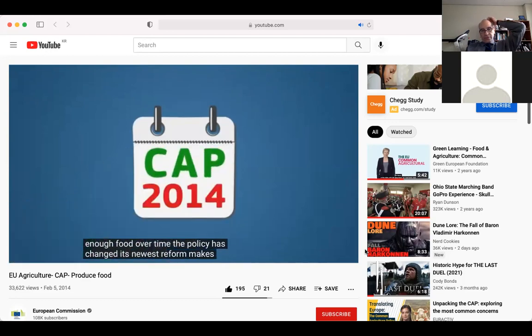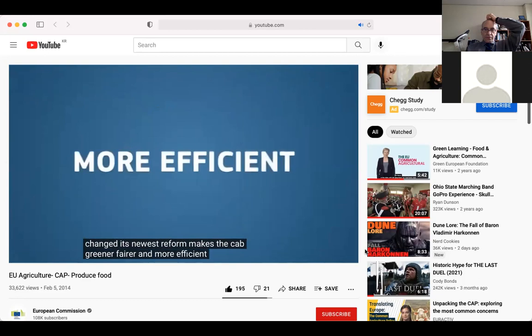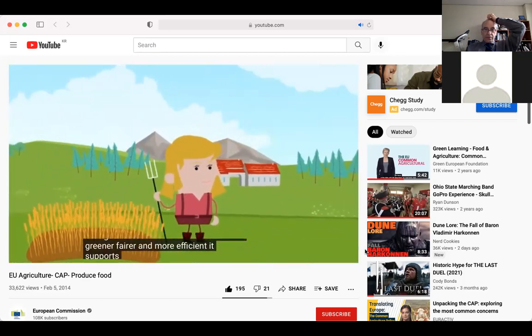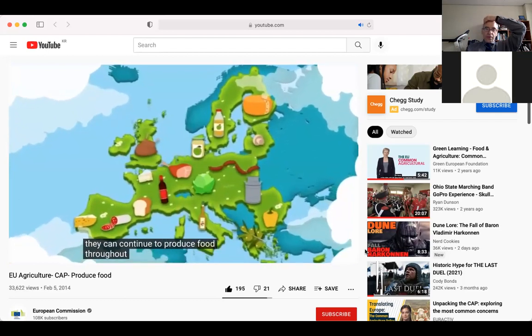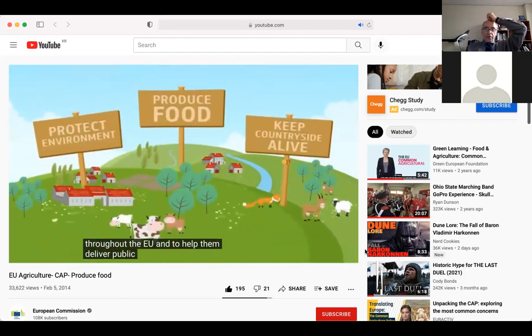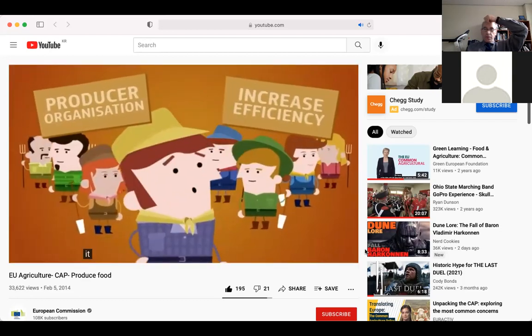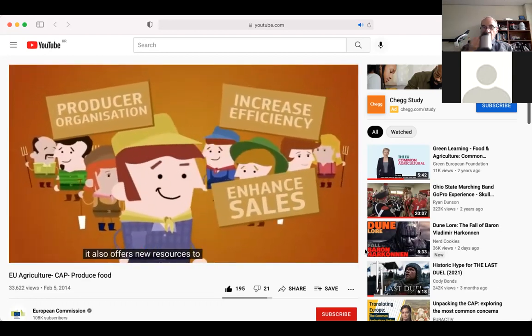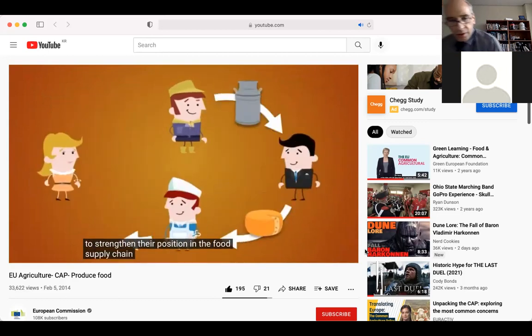Its newest reform makes the CAP greener, fairer, and more efficient. It supports farmers' incomes to ensure that they can continue to produce food throughout the EU and to help them deliver public benefits. It also offers new resources to farmers to strengthen their position in the food supply chain.